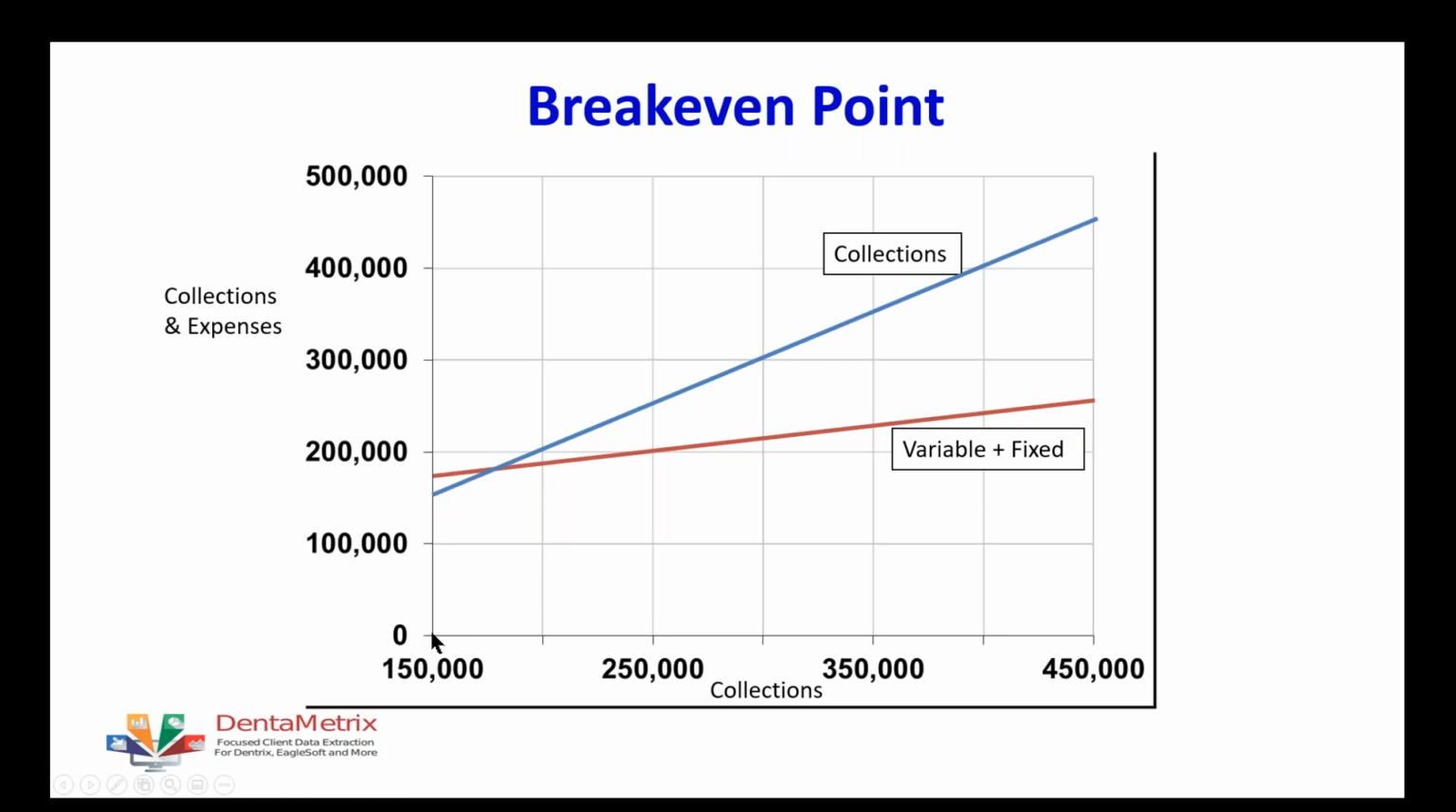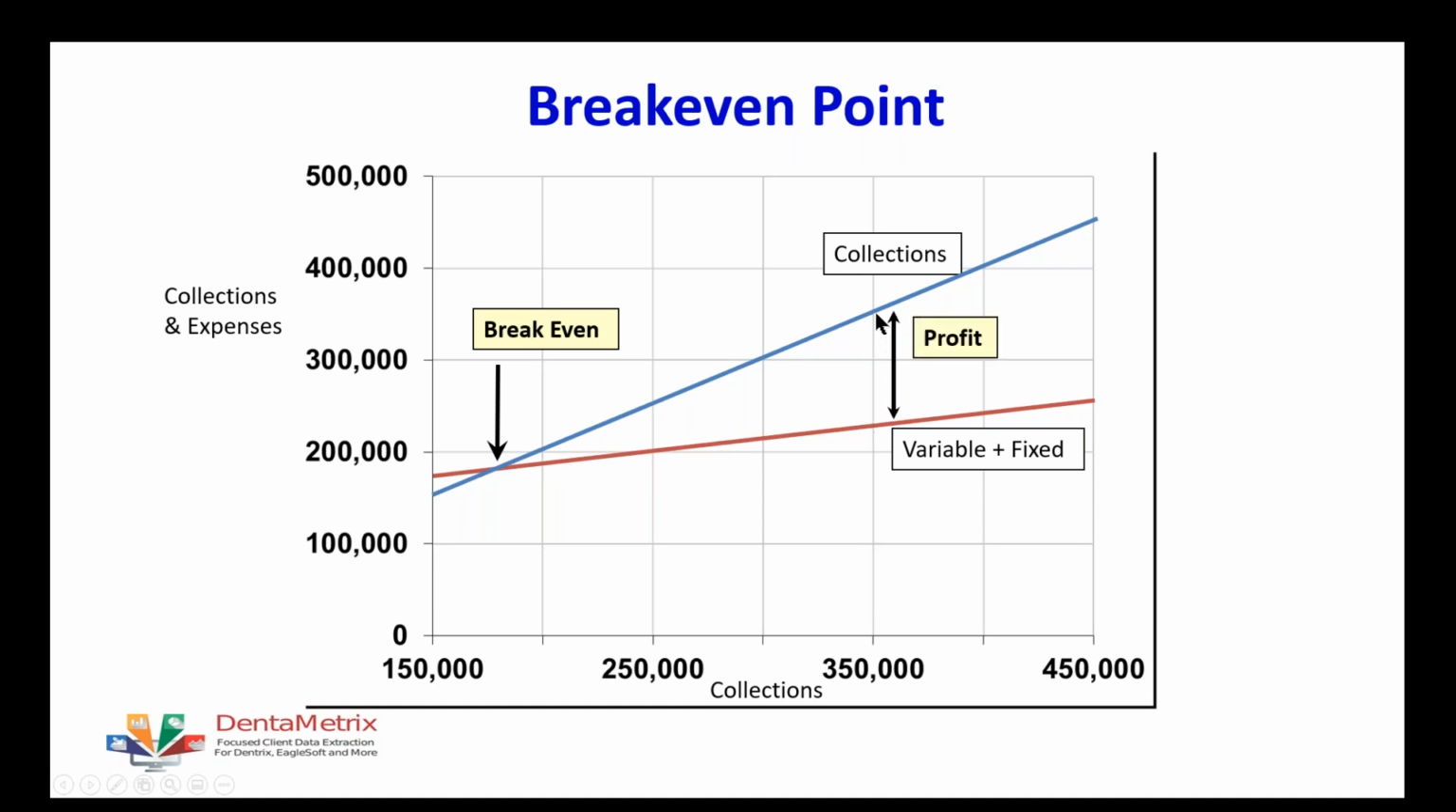I'm starting at 150. Here's your blue collections, and it shoots up at a sharper angle. For every dollar of collections you earn, theoretically, if there were no expenses, you'd get to keep it. So collections are going up at a 45-degree angle, and notice where these 2 points cross. That's the break-even point, where your collections, about, let's say, $170,000, finally crosses the red line. That's your break-even. The break-even is still sloping up a little bit, so it's not a static line.